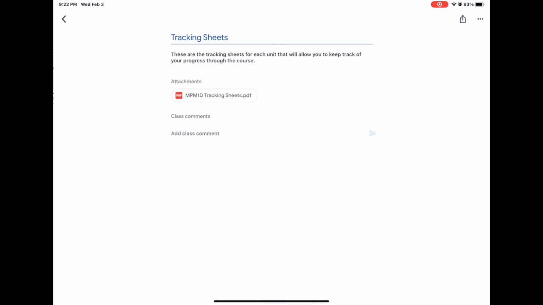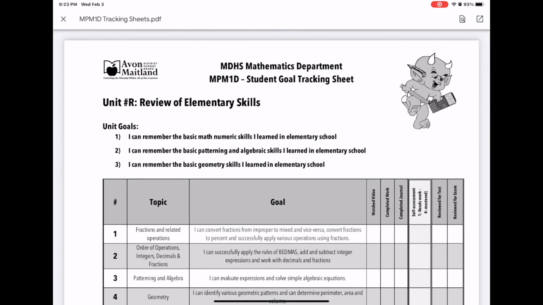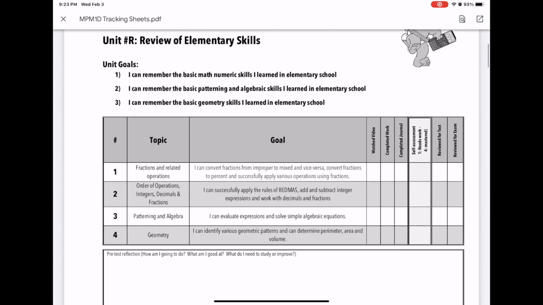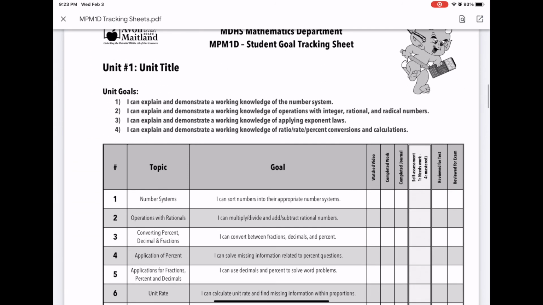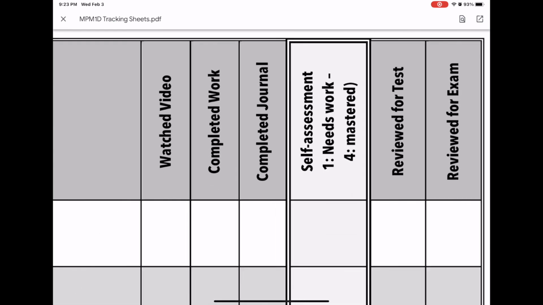Now we're going to take a look at the tracking sheets. The tracking sheets are for every unit. It has a list of the topic and the goal that we are going to achieve. The review unit is not mandatory. Taking a look at Unit 1, you can see that our first topic is number systems. I can sort numbers into their appropriate systems.